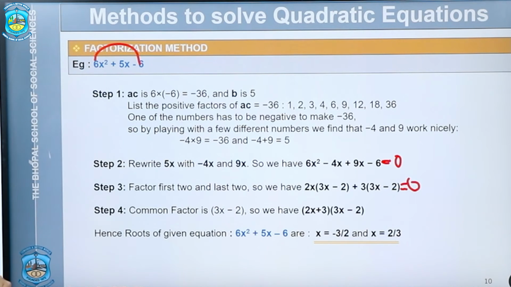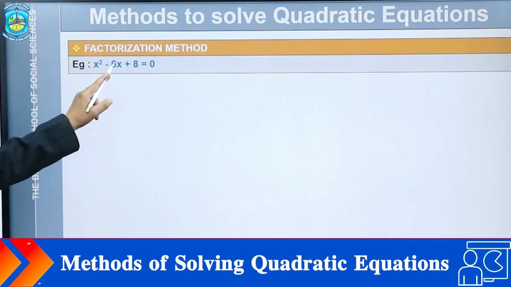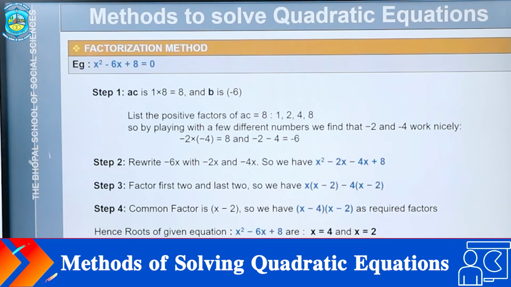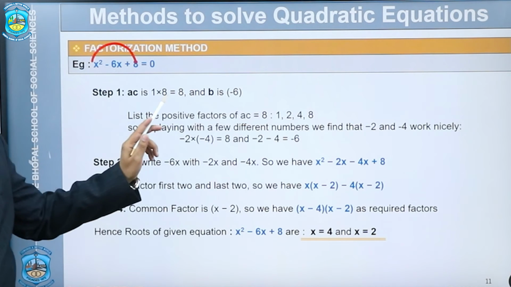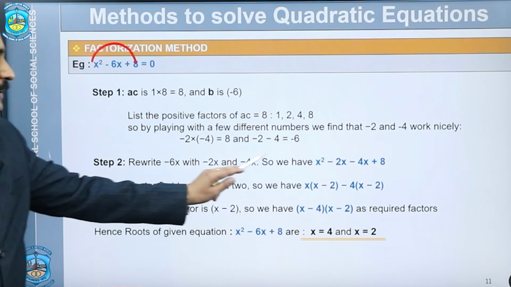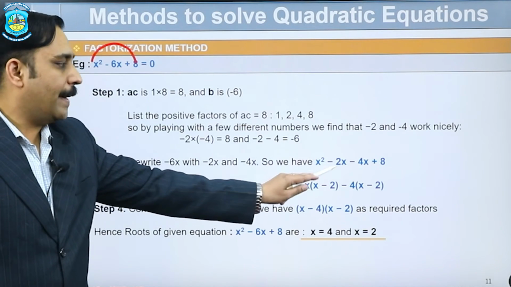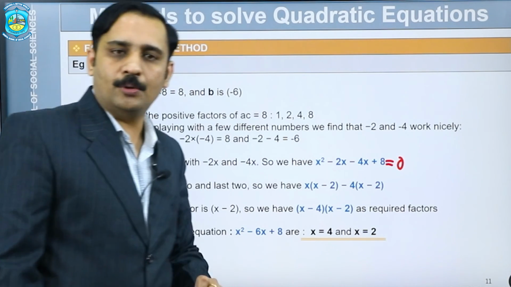Hence the roots of this equation are x equal to minus 3 by 2 and x equal to 2 by 3. We take another example. We have x square minus 6x plus 8 is equal to 0. Now here again we multiply these two, we get 8. We have to obtain 6 here. So we know that the factors 4 and 2 will give this answer as 6. So we will write it as x square minus 2x minus 4x plus 8, it is equal to 0. It is understood that it equals zero.